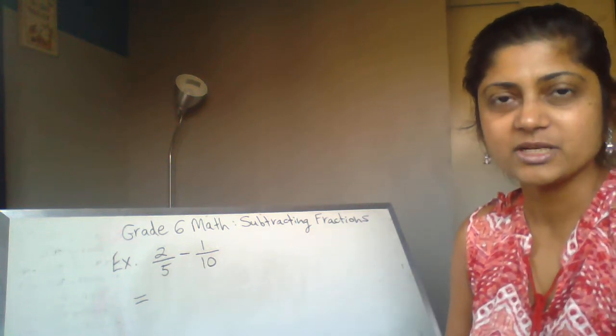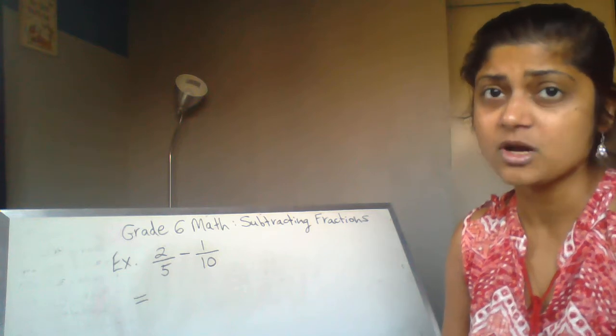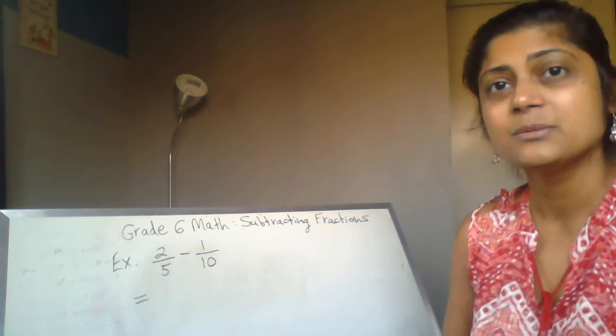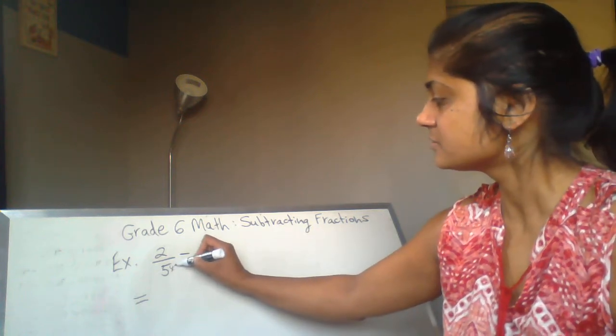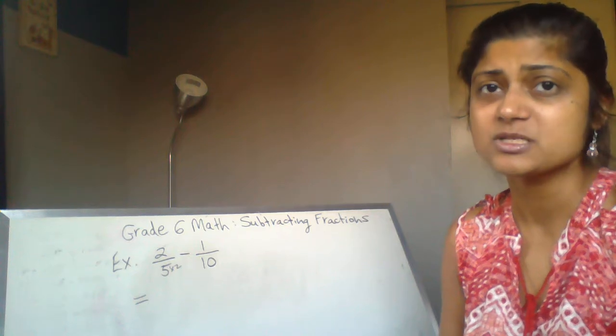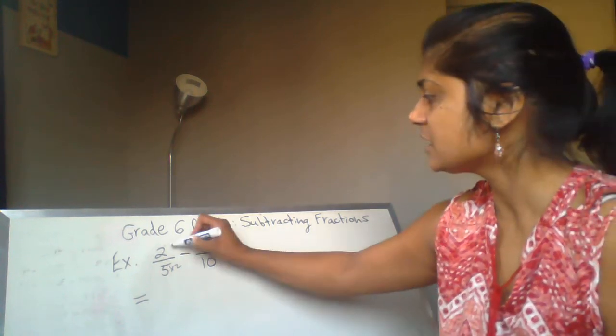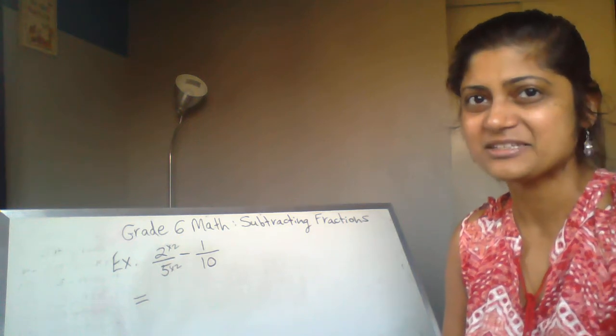And again, I'm looking at my two denominators. I have 5 and 10. Okay, so there's no common denominator here. But I see that if I multiply the 5 by 2 on the bottom, that will give me 10. Because you are multiplying the denominator by 2, I have to multiply the numerator by 2 as well. Does everyone see that?